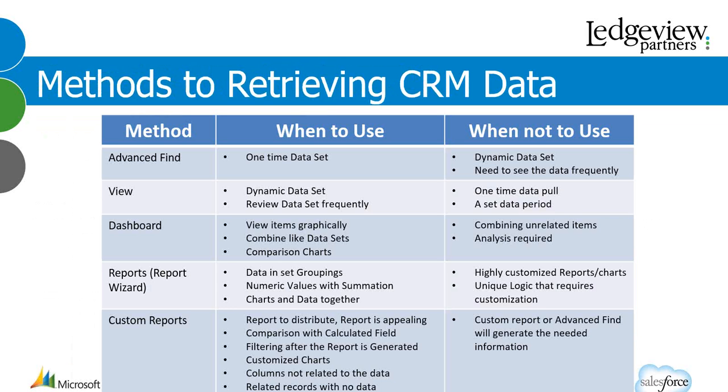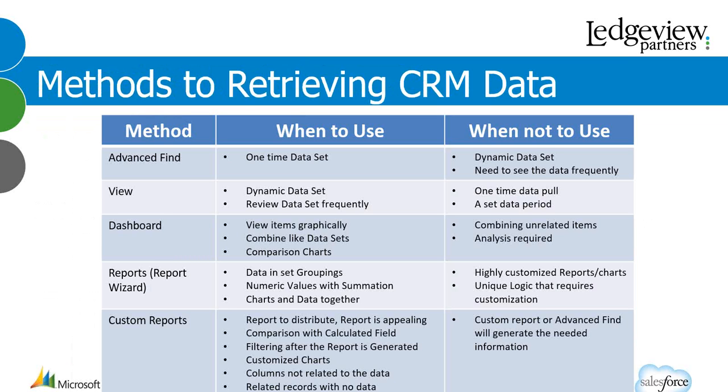So to start off with, a lot of questions revolve around the different methods in retrieving CRM data. There's a few different methods, and I just want to touch on those and when to use them and when not to use them. One of our first methods, which we covered in a previous webinar, is advanced find. You want to use advanced find when you're looking for a one-time data set or a set data period.